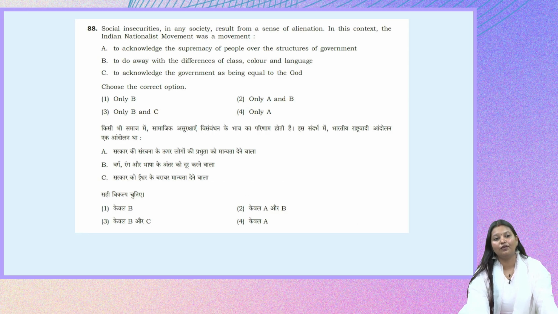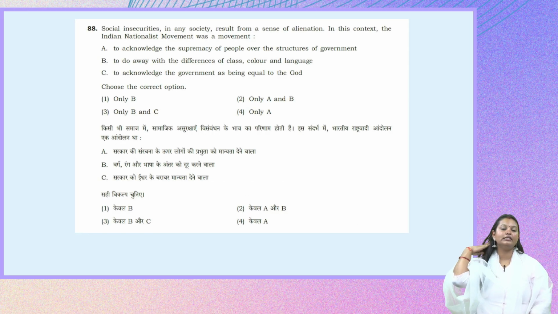Now, the next question in front of us is: social insecurities in any society result from a sense of alienation. In this context, the Indian national movement was a movement to acknowledge the supremacy of people over the structures of government, to do away with the differences of class, color, and language, to acknowledge the government as being equal to the God. So, if you see, there is one option which we clearly can remove, that is option C, to acknowledge the government as being equal to the God. That will never be the right answer.